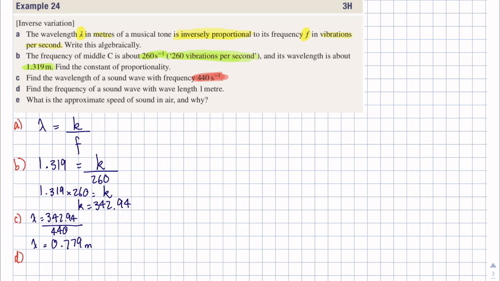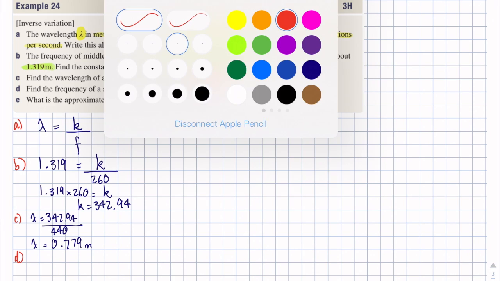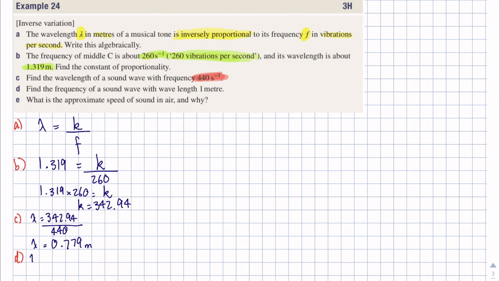D, find the frequency of a sound with wavelength 1 metre. This time my lambda is 1, and I knew k, so 342.94 over f. So f is going to be 342.94 over 1, which is just 342.94 vibrations per second.